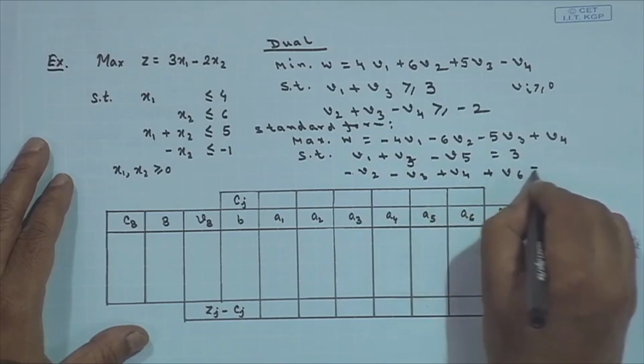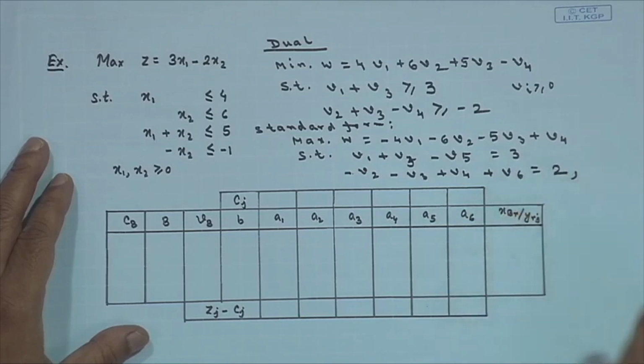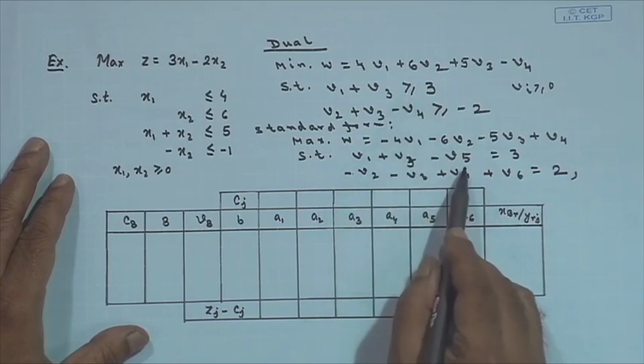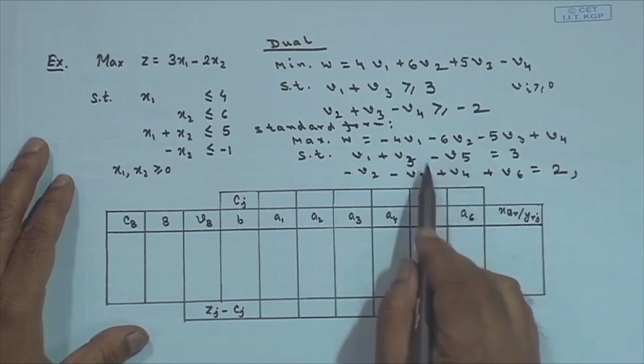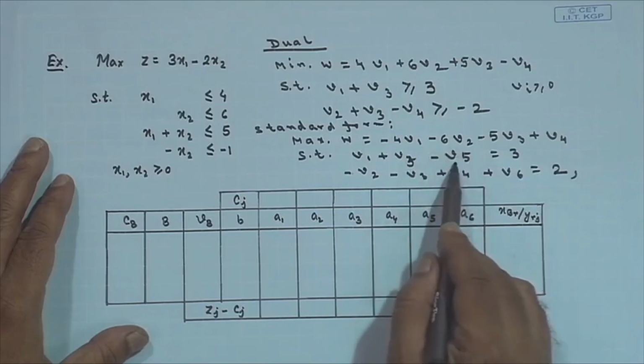equals 2, and Vj greater than or equal to 0. So, here one is of greater than or equal type, that is the reason I have added this. I will come to this later. I have just subtracted the surplus variable.